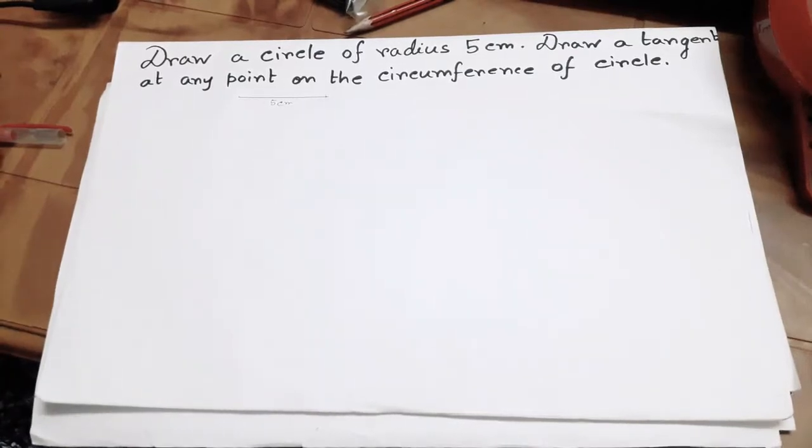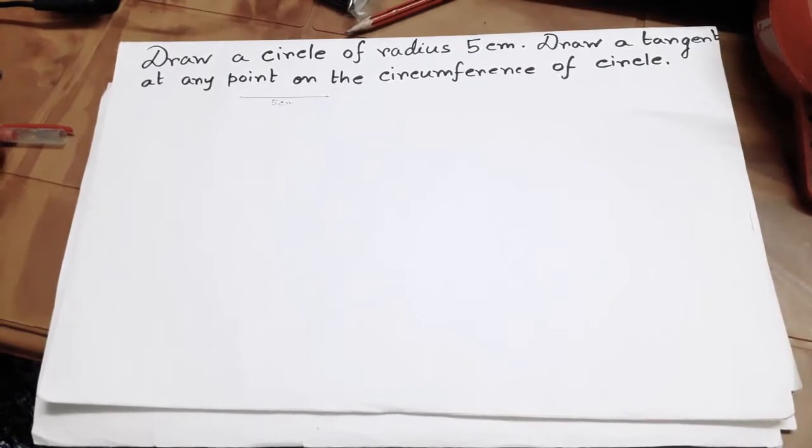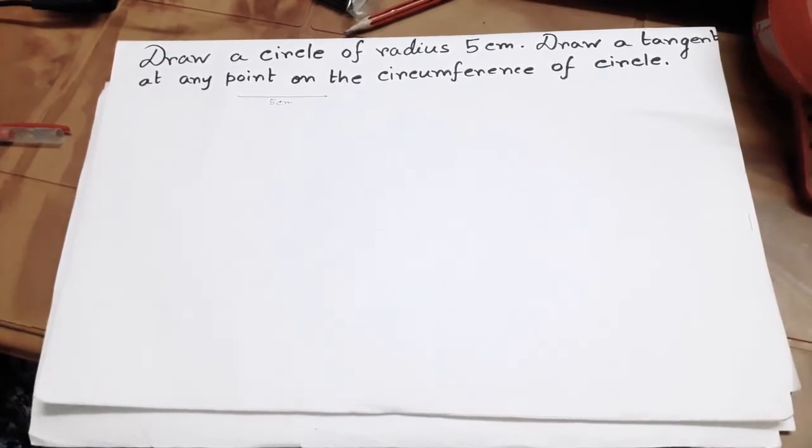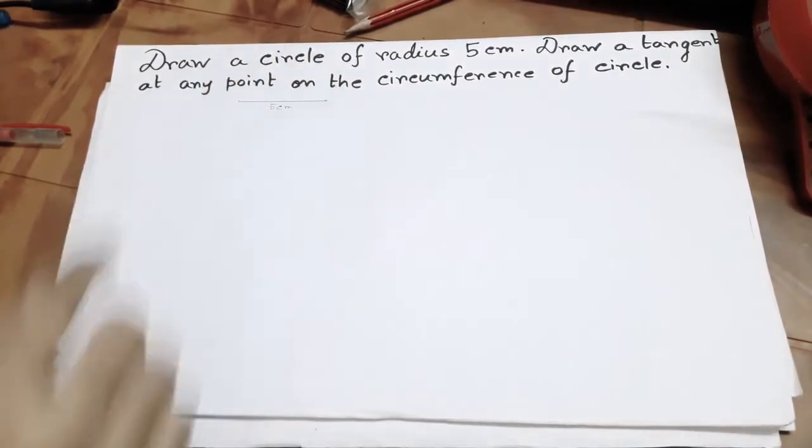Hello student, today I will start the construction part from your board book and the chapter is construction of tangents. Here first I will teach how to draw any tangent at any point on the circumference of a circle. Here I have taken radius as 5 centimeter. So first I will draw a circle of radius 5 centimeter. Already I have drawn one line segment, which one is 5 centimeter here.